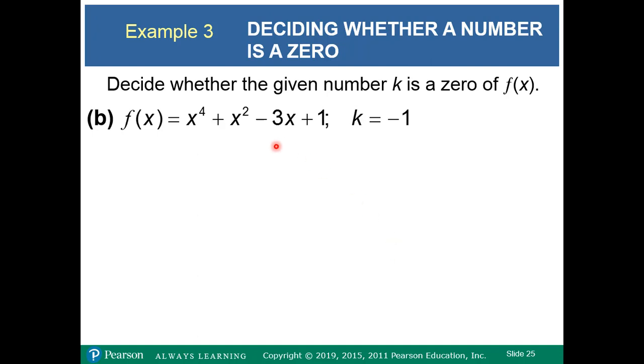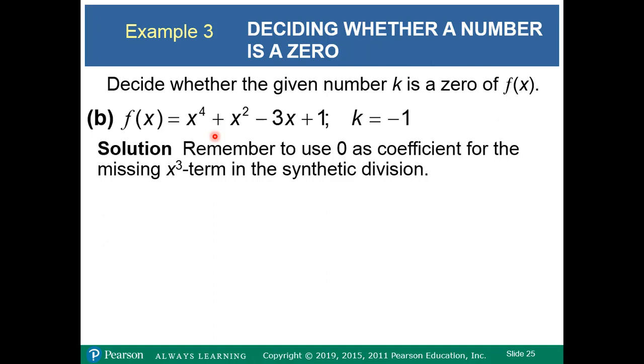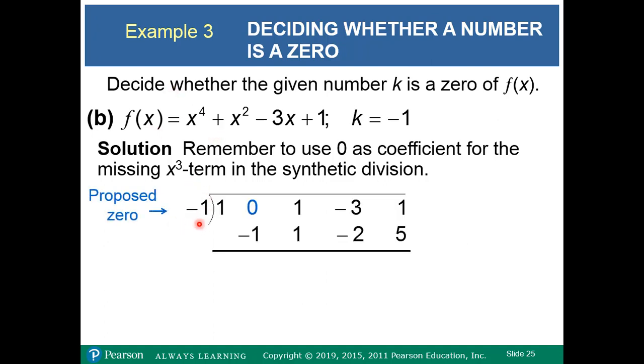Now, what about this one? So here we're going to use negative 1. And so all we're going to do is do the same thing. We're going to see if the remainder is 0. So here's negative 1, right? So that's your k value, negative 1. We're going to do the same thing. We drop the 1 down, multiply, add down, multiply, add down, multiply, add down, and then multiply.